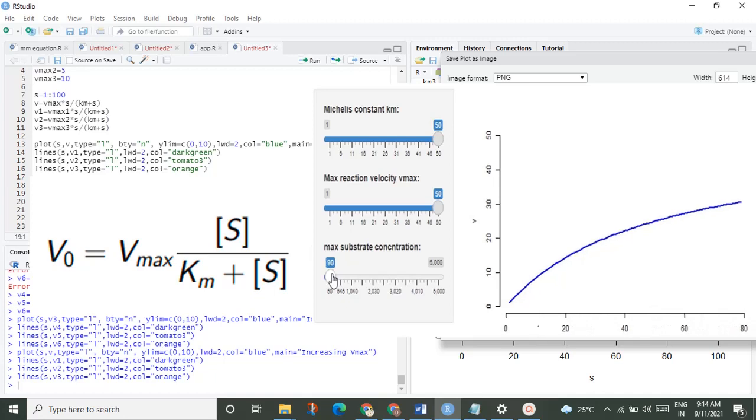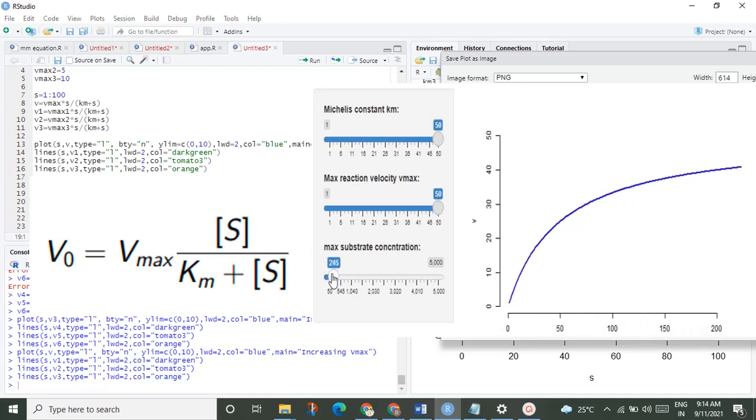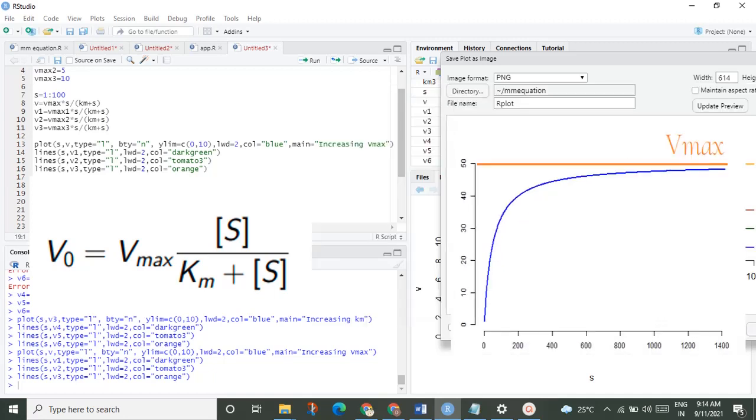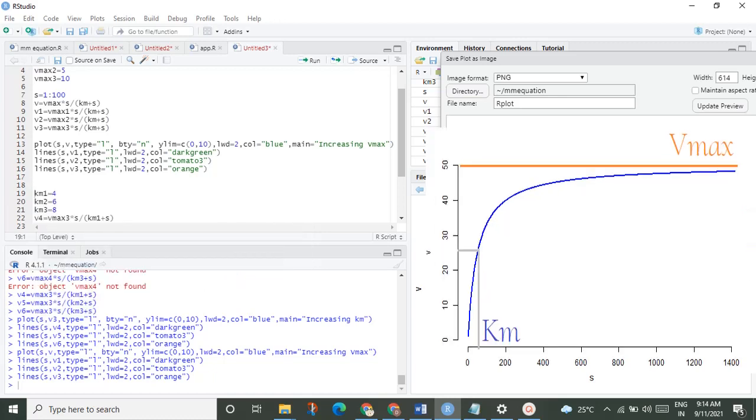As substrate concentration goes on increasing, reaction rate increases at fixed enzyme concentration. The maximum velocity which can be achieved at excess substrate concentration is called Vmax, and the substrate concentration at which reaction velocity V is half that of Vmax is called Km. Note here, Km is a substrate concentration.